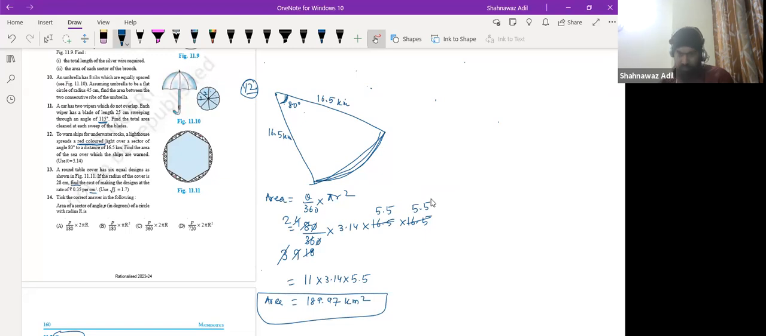You multiply 2 into 3.14, right? Yeah, so that is 6.28. So 2 multiplied by 5.5... Oh, I multiplied 2 with 3.14 and then I got 6.28, right?